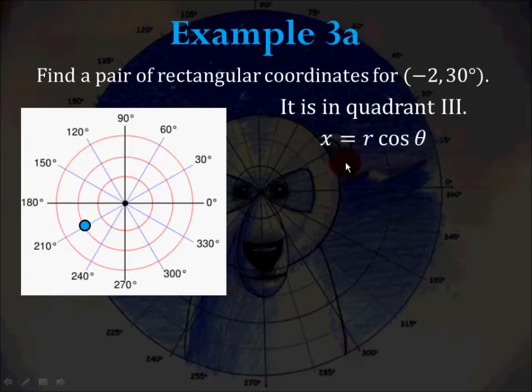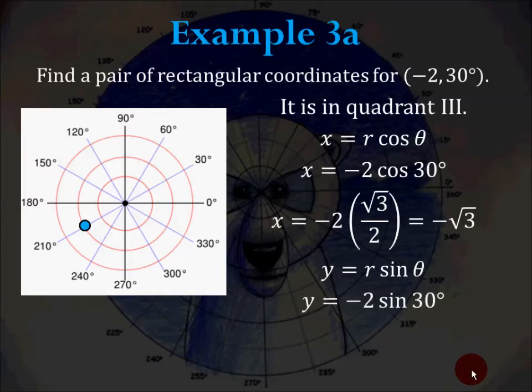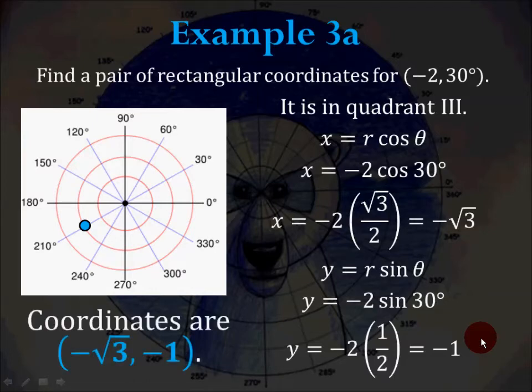So if we know that x is r cosine theta, we can just plug in r and theta. So r is negative 2. Theta is 30. So x is negative 2 cosine 30. The cosine of 30 is radical 3 over 2. So negative 2 times radical 3 over 2 means that the x coordinate is negative radical 3. You can do the same to find the y coordinate, except this time you're going to use sine theta. So y equals negative 2 sine 30. Sine of 30 is 1/2. So y is negative 1. So now you have the x coordinate and the y coordinate, and you're pretty much done. The coordinates are negative radical 3, comma, negative 1.